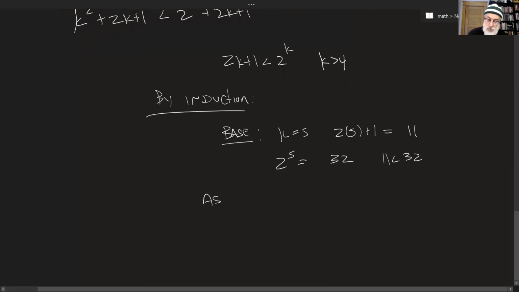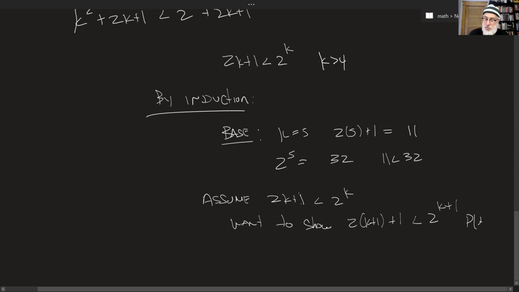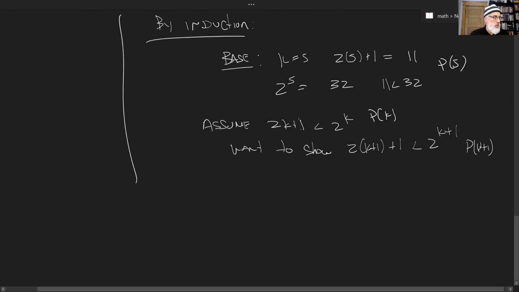So we're going to assume that 2k plus 1 is less than 2^k. And here we want to show that 2(k+1) plus 1 is less than 2^(k+1). This is what we want to show. In other words, this is the P(k+1) case. This is the P(k), and this is P(5). So this is an aside. Again, you don't necessarily have to do this, but I just want to be a little bit thorough.